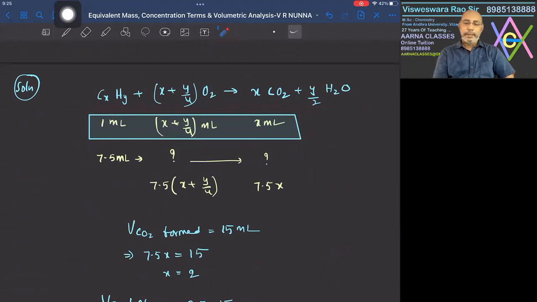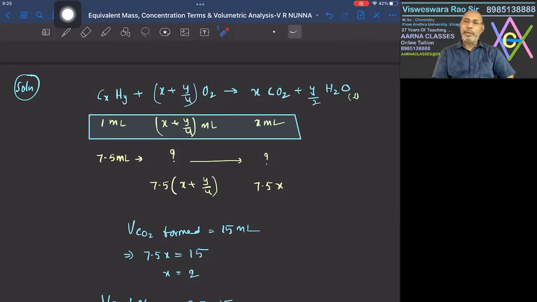Now, from this balanced chemical equation, water is liquid, so don't worry about the water. Friends, leave water out of this, since at room temperature, on cooling, it is liquid. But here 1 is the stoichiometric coefficient, here x plus y by 4, and here x. These are the stoichiometric coefficients.